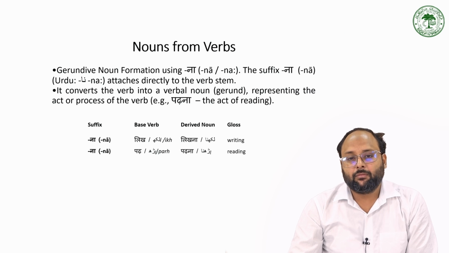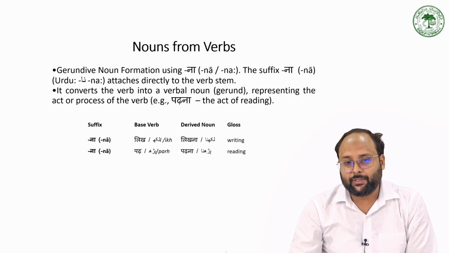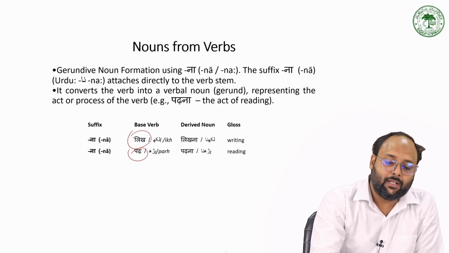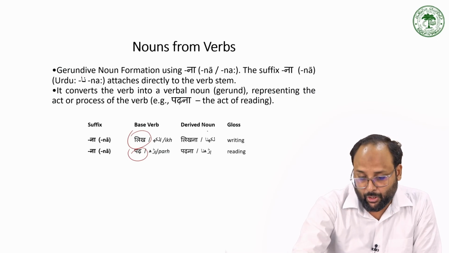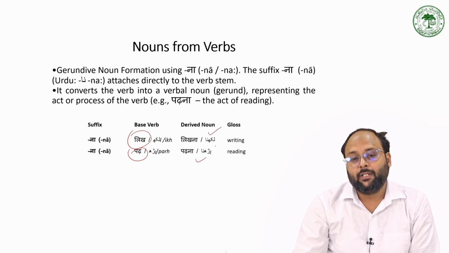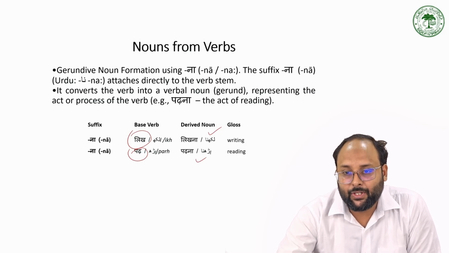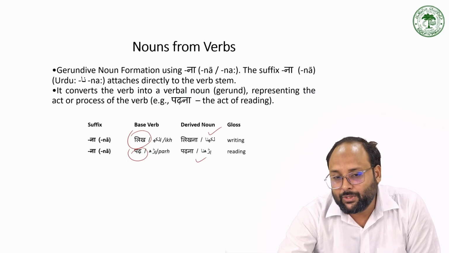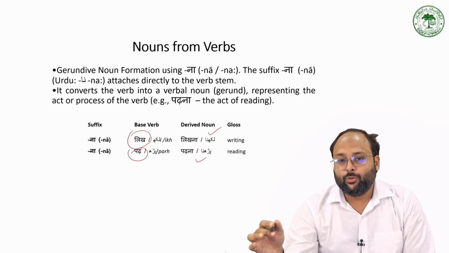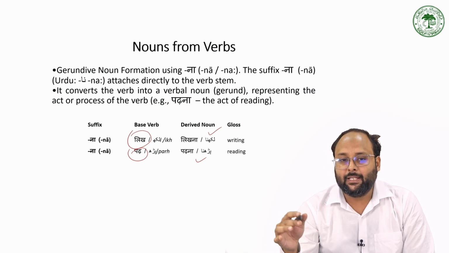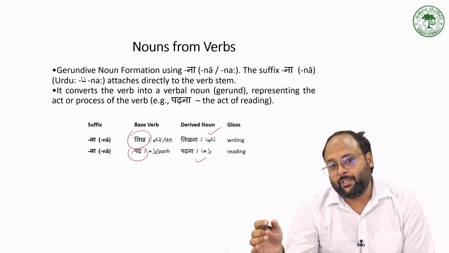Now we change the topic: we can derive the noun from a verb also by adding the suffix na. The base verbs likh and padh, when we add the na suffix to both, become likhna and padhna. Likhna and padhna are actually verbs in the language, but we use them in a sentence as verbal nouns or gerunds. They give the meaning of noun and function as a noun in a sentence.